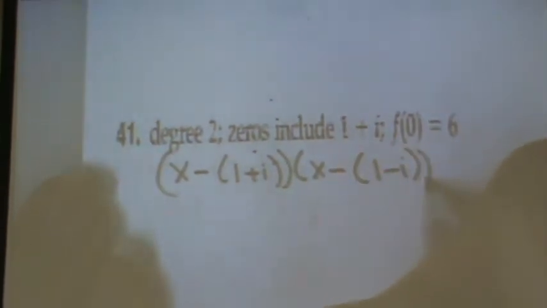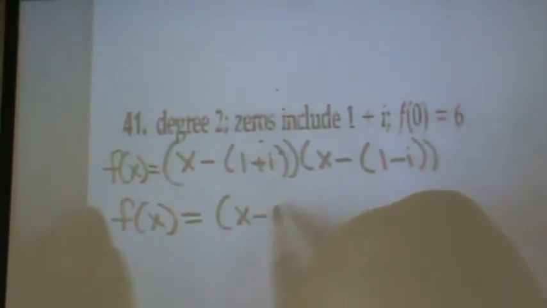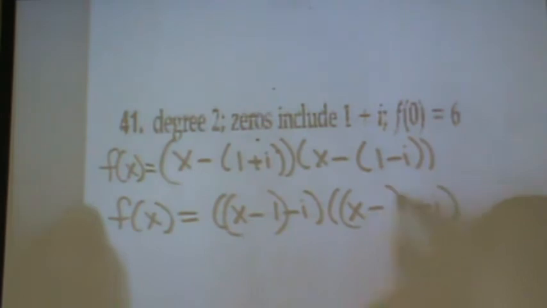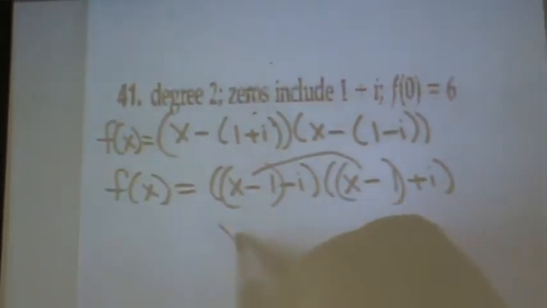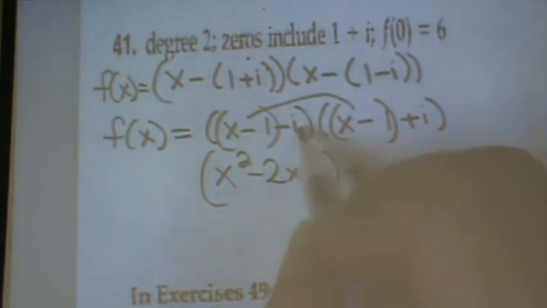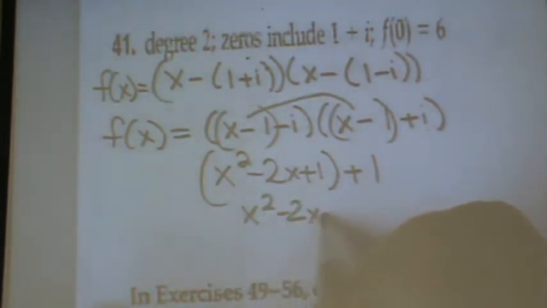For 41, this one gives you 1 plus i, and it's a degree of 2, so you have x minus 1 plus i, and x minus 1 minus i, and so we have f of x here. Let's simplify this. f of x equals x minus 1 minus i and x minus 1 plus i. I'm going to regroup these parentheses, so when I FOIL, I get x minus 1 quantity squared, which is x squared minus 2x plus 1. And then I'm going to add 1 because negative i times i is negative i squared, which is 1. So if I add these up, x squared minus 2x plus 2.